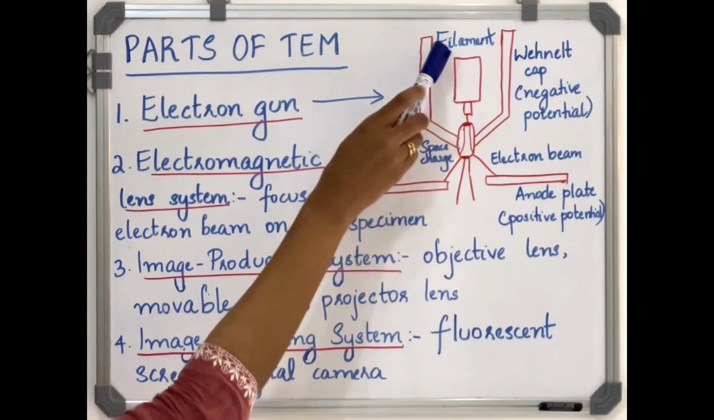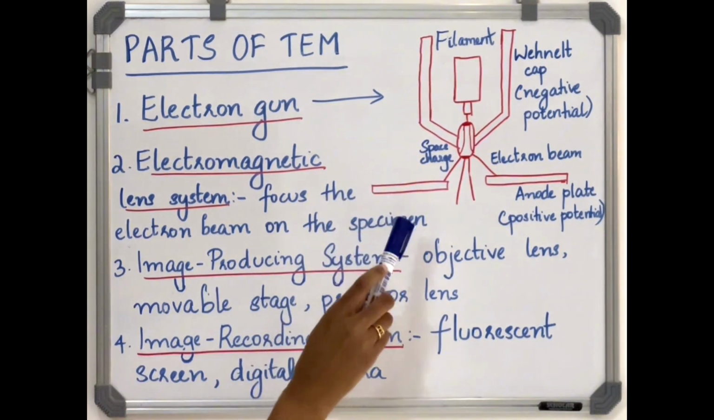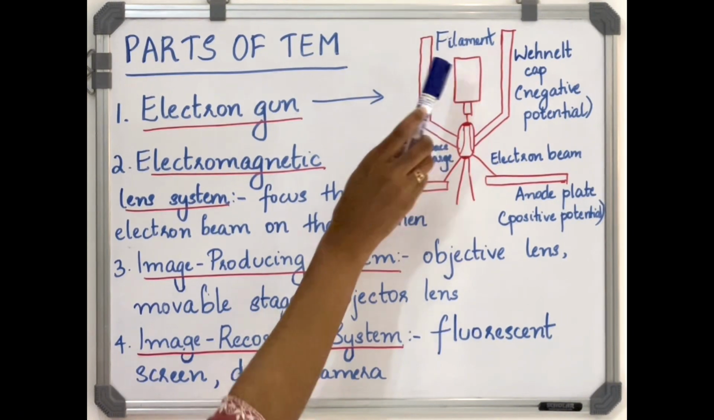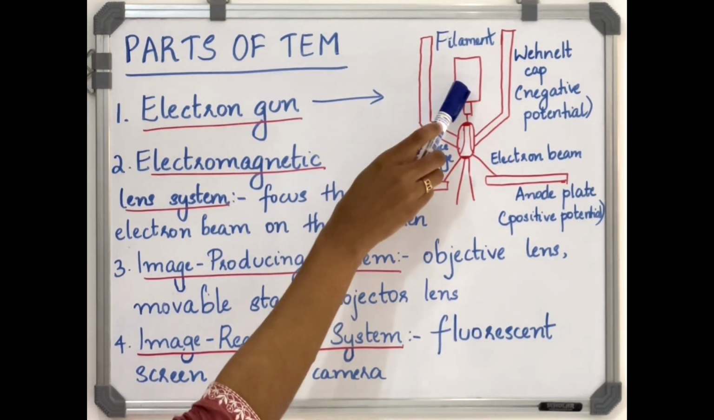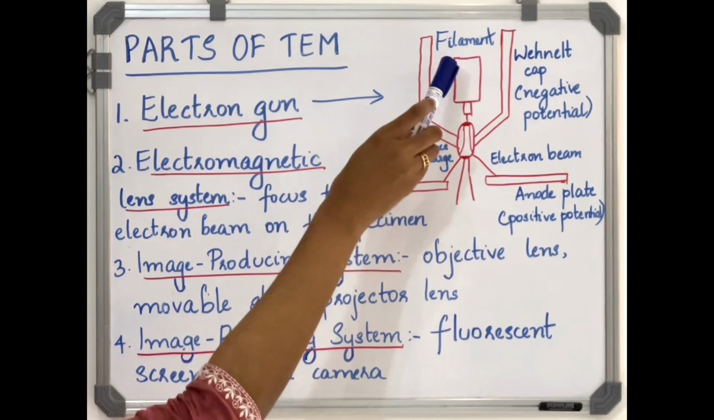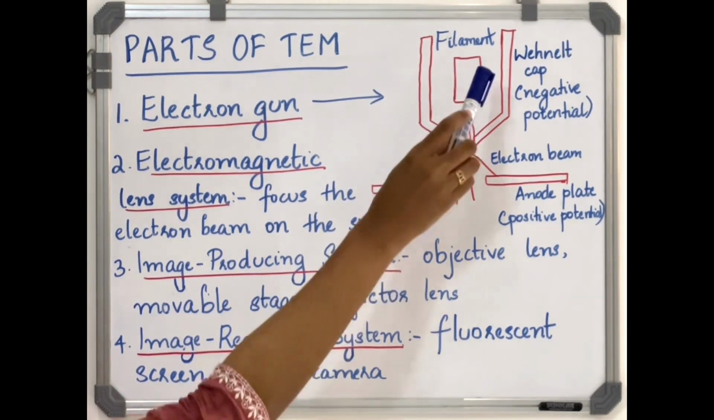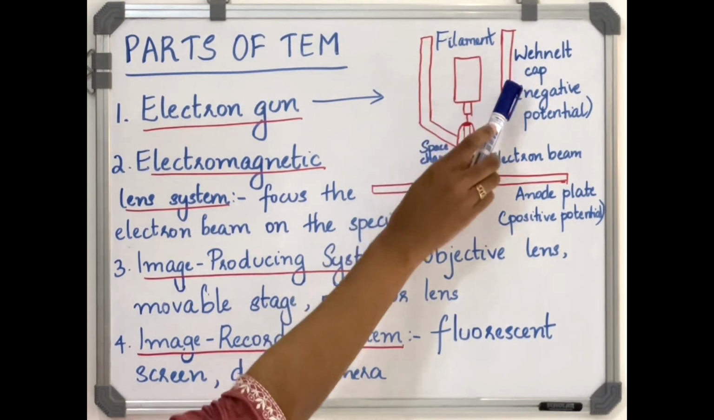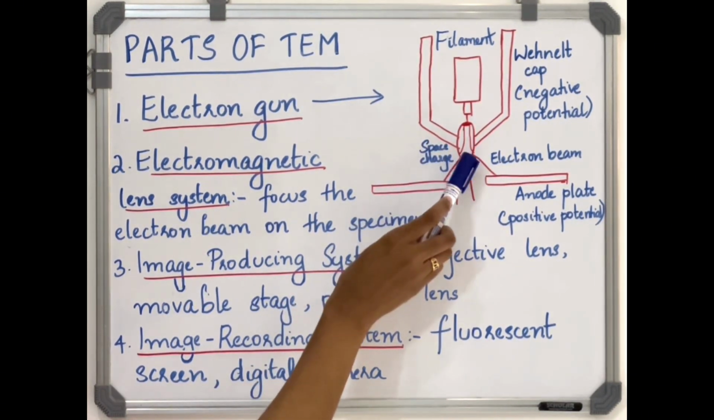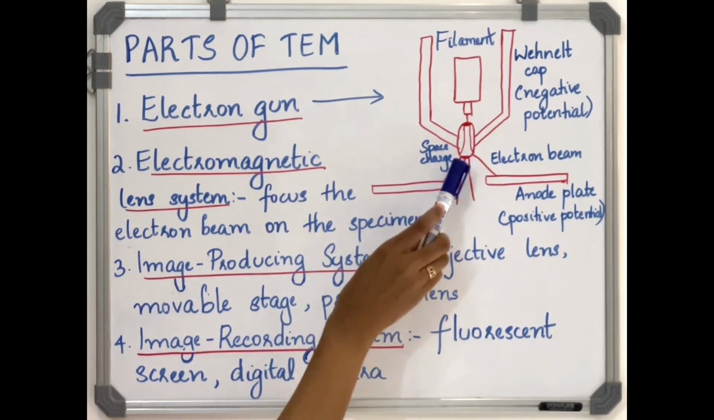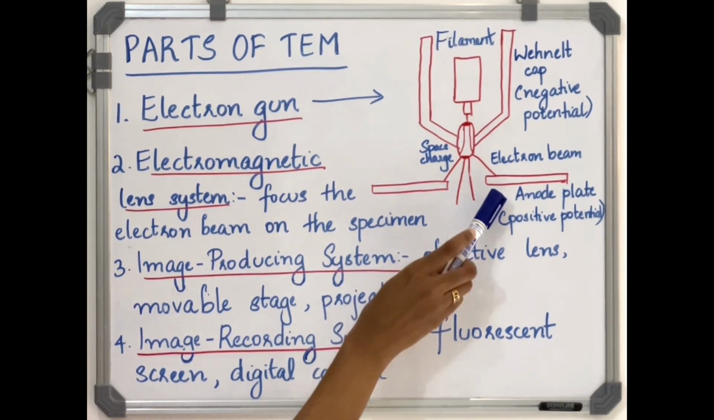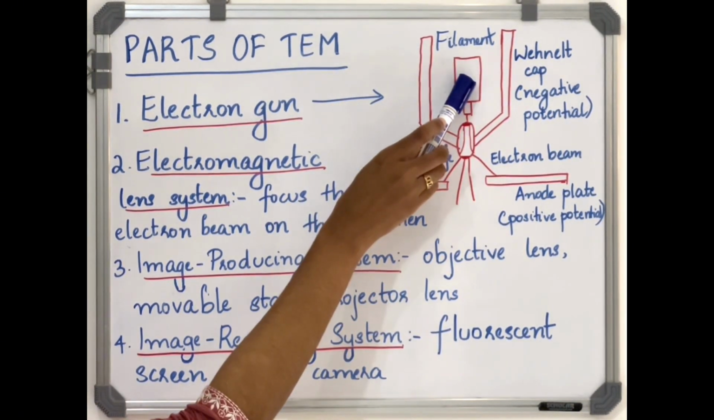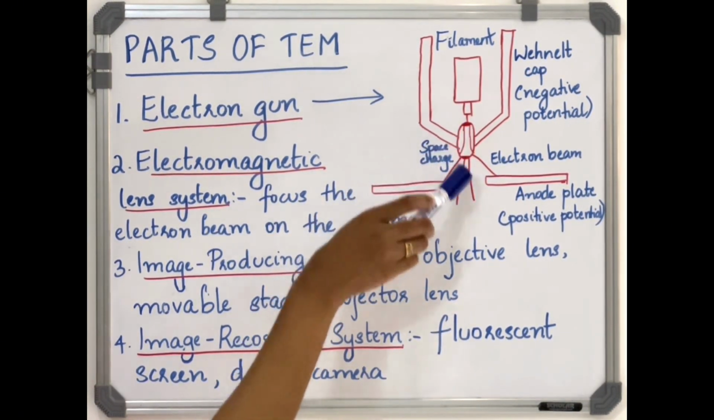This is somewhat how the electron gun looks. The cathode is a tungsten filament. You can see the tungsten filament here, and it will emit electrons when it is heated. Then there is a negative cap, the Wehnelt cap. This negative cap will confine the electrons into a beam. You can see the electron beam here. And this is the anode plate. The electrons are transmitted from the cathode to the anode at high voltage.